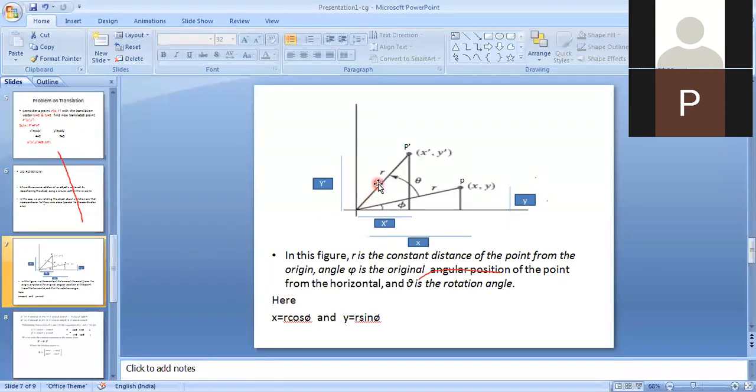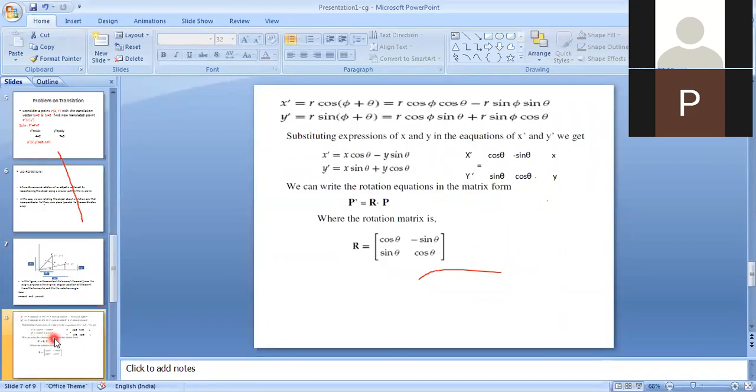Fine, right? I'm talking about the complete angle. What is this complete angle with respect to cos? Cos(phi plus theta), sin(phi plus theta). Okay, so now let us see what x dash and y dash are.